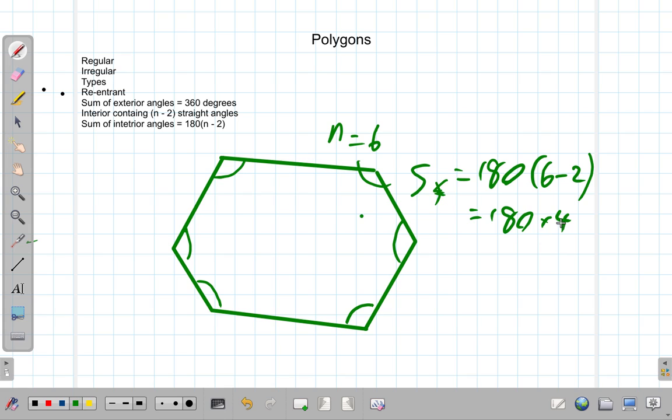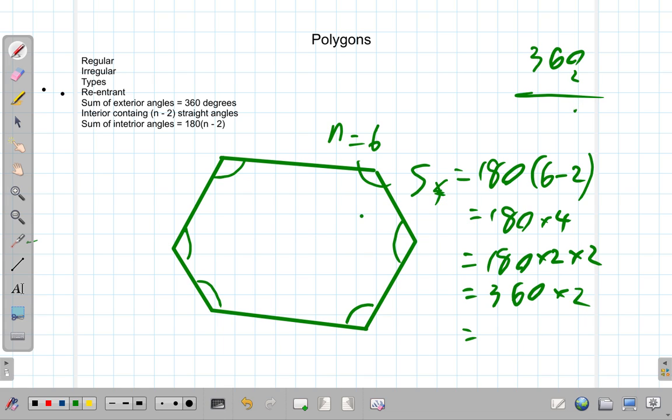Right? Now, let's multiply that out. 180 by 4 is the same as 180 by 2 by 2. And I remember that 180 by 2 is 360 from what we did before. So it's 360 by 2. What is 360 by 2? It's 720 degrees. So all of these 6 interior angles add up to 720 degrees.